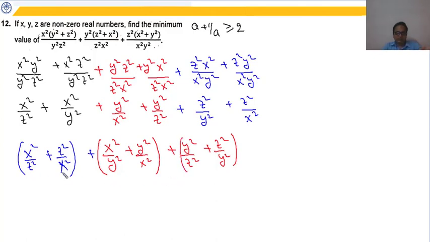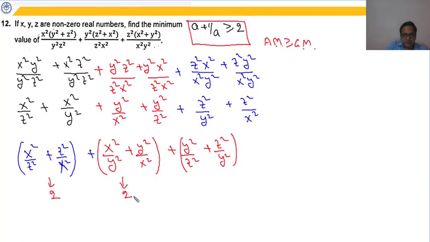So this is the first term, it's reciprocal. Second term, it's reciprocal. Third term, it's reciprocal. And all these are non-zero. X, Y, Z were non-zero real numbers, so these all are positive real numbers. Now its minimum value is 2. Minimum value is 2 or more than 2. We are using this result. This is derived from AM is greater than or equal to GM, arithmetic mean is greater than or equal to geometric mean. Its minimum value is also 2.